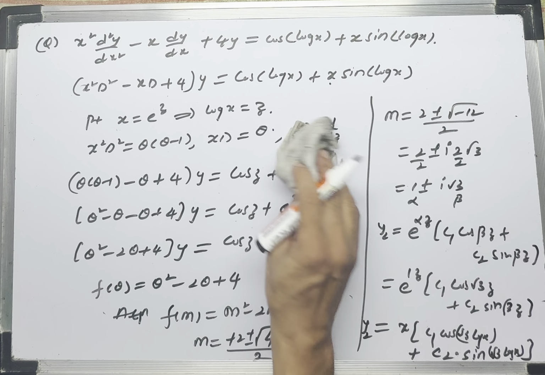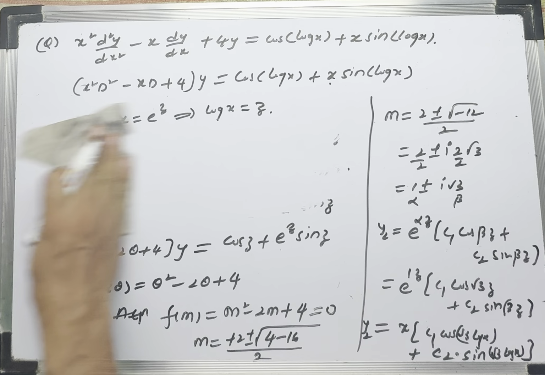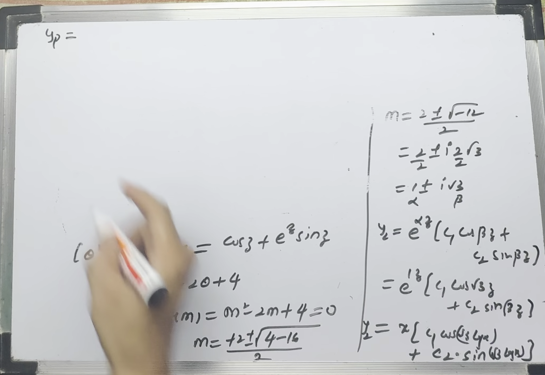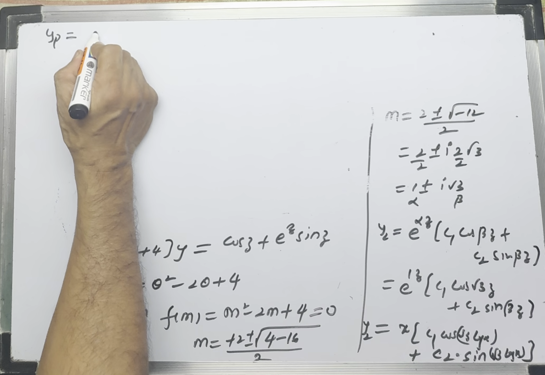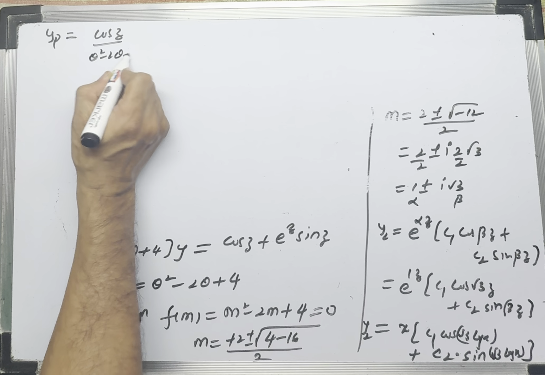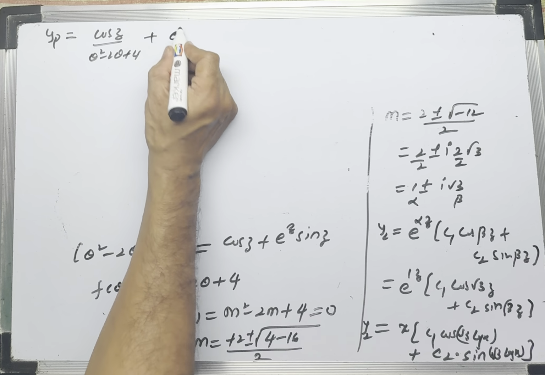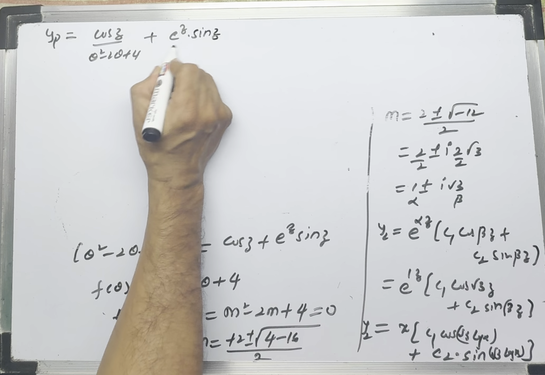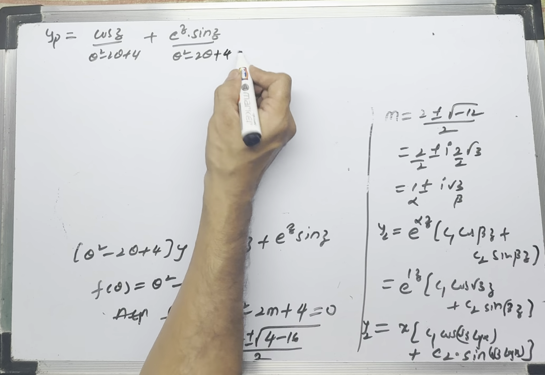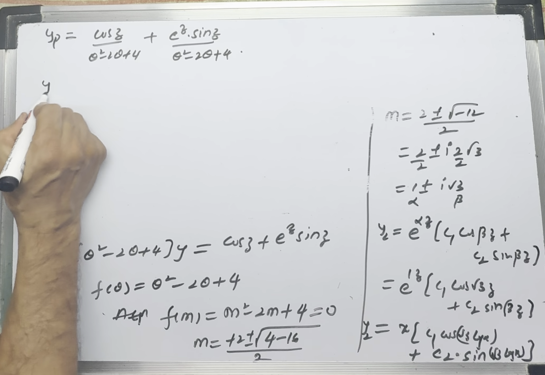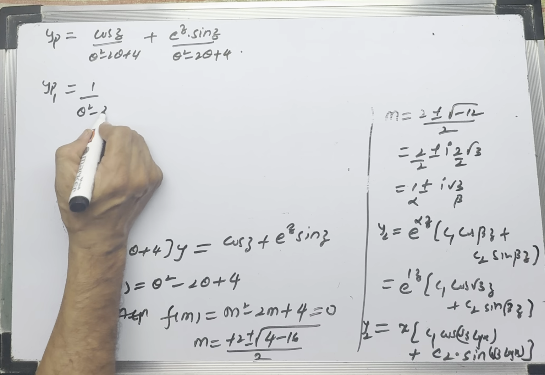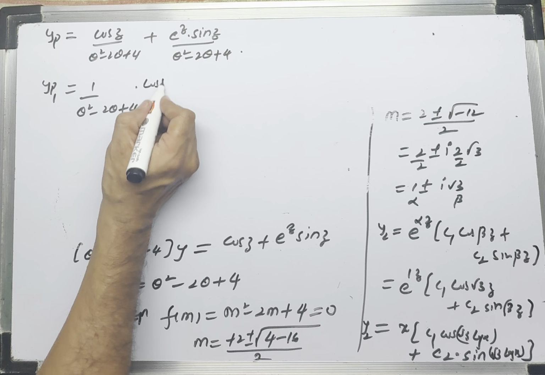Now yp equals to, wherever theta function is there, cos z divided by theta square minus 2 theta plus 4 plus e power z into sin z divided by theta square minus 2 theta plus 4. I will consider yp1 first, from this half part. 1 by theta square minus 2 theta plus 4 into cos 1z.